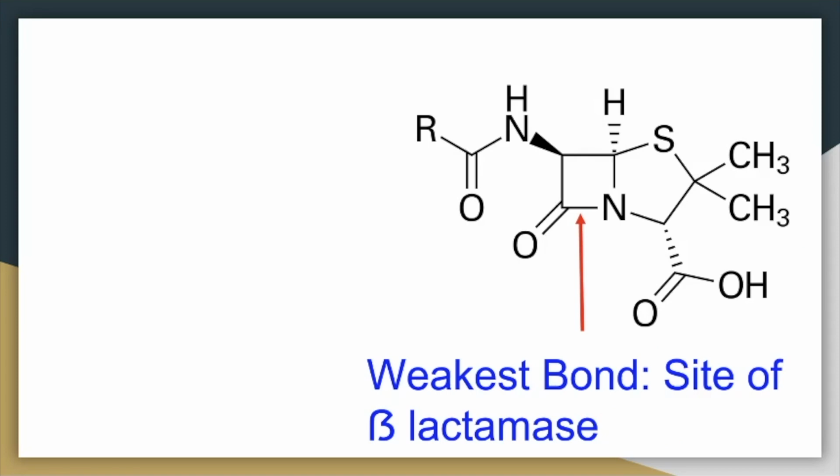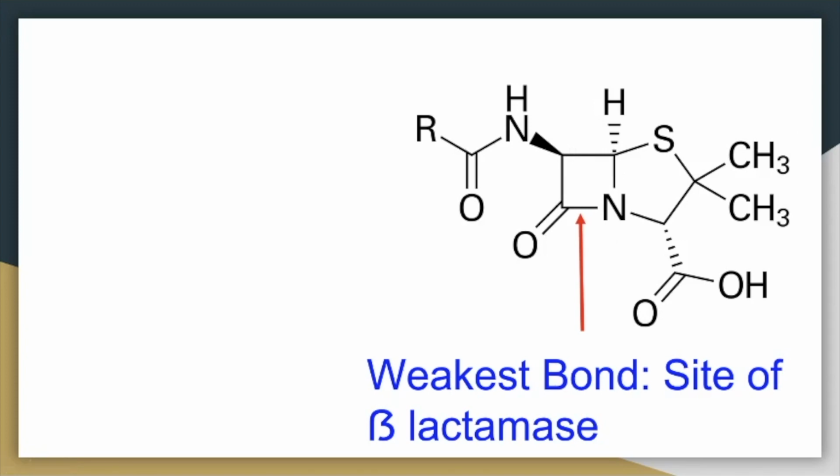Before we go deeper, let's look at the structure of penicillin. This is penicillin. It's not something that you absolutely need to memorize. I just wanted to show you where the site of the beta-lactamase works. Well, let me back up. This kind of square structure is the beta-lactam ring. So you may have heard that penicillins are an example of a beta-lactam. When you hear that, it's specifically referring to this square-like structure.